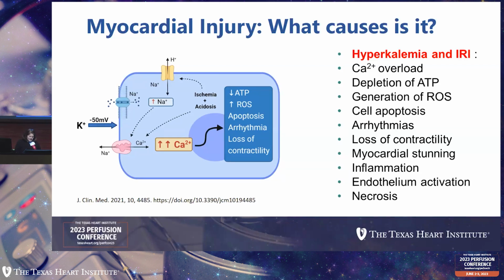Regional ischemia and metabolic acidosis can further impact calcium loading. Increases in intracellular acidosis activate the sodium-acid exchanger, and the sodium-acid exchanger induces further activation of the sodium-calcium exchanger, exacerbating calcium overload in the myocyte. The entire cascade can induce depletion of ATP, generation of reactive oxygen species, cell apoptosis, arrhythmias, and loss of contractility.